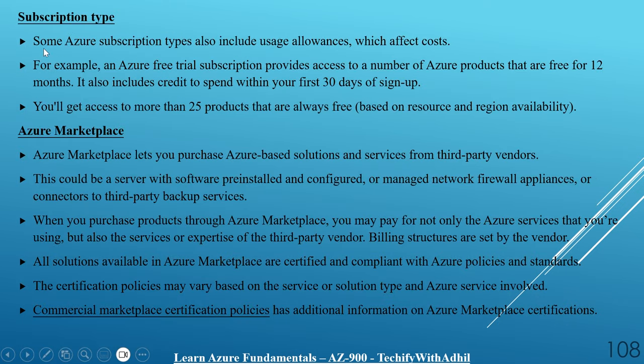Then subscription type. Some Azure subscription types also include usage allowances which affect the cost. For example, the Azure free trial subscription gives access to a number of Azure products that are free for 12 months. It also includes credit to spend within your first 30 days of sign up. You will get access to more than 25 products that are always free, based on resources and region availability. I have explained this in my initial video of resource account creation. In that you can see this free subscription, and you can use it for 12 months with limited access.